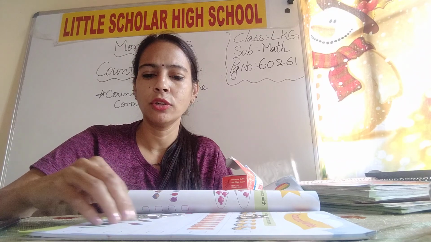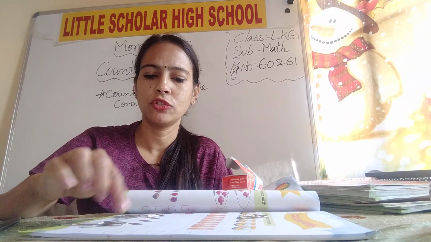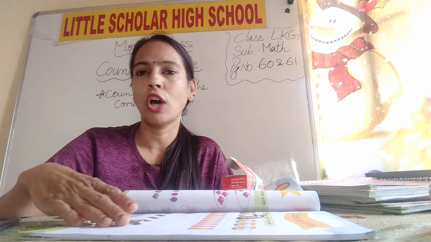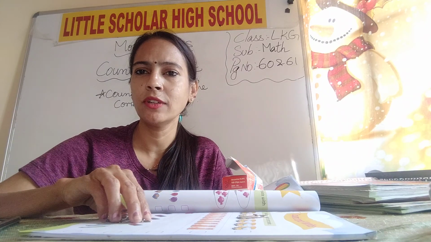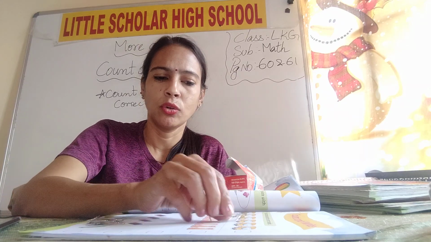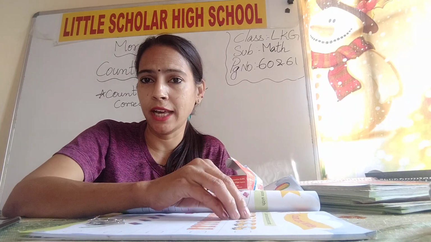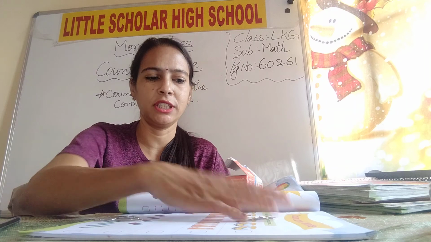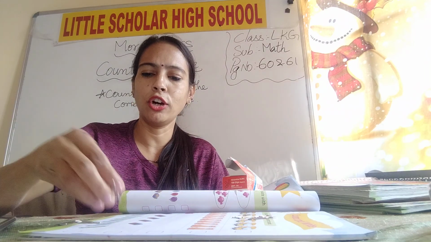So let us count. 1, 2, 3, 4, 5, 6, 7. So how many pins does Reena have? 7 pins. And how many pins does Rita have? 1, 2, 3. That means Rita has fewer pins and Reena has more pins. So Reena has 7. That is more than Rita. Okay, this is the meaning of more.